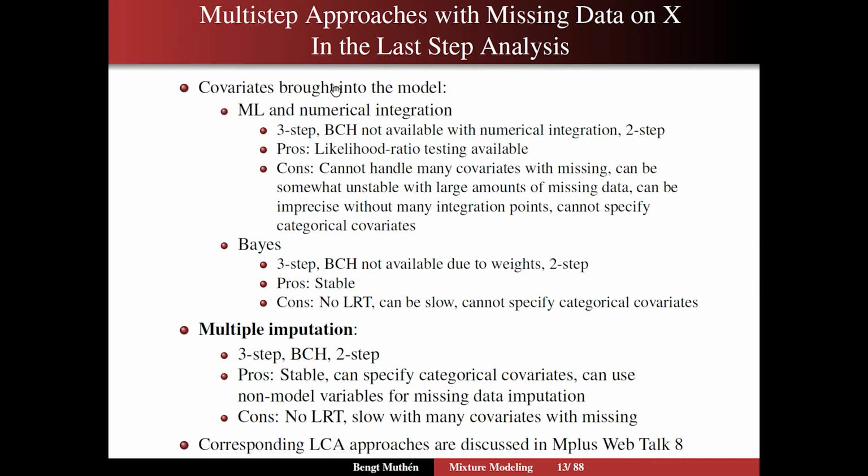You can bring covariates into the model, or you can do multiple imputation. Those are the two main approaches. Bringing them into the model, which is explained in detail in Webtalk 8, can use either maximum likelihood or Bayes. With maximum likelihood, you need to do numerical integration, and you can use 3-step for that. BCH is not available with numerical integration in this last step. It is available in the first step, as we will see towards the end of this talk when we talk about RI LTA, random intercept LTA.